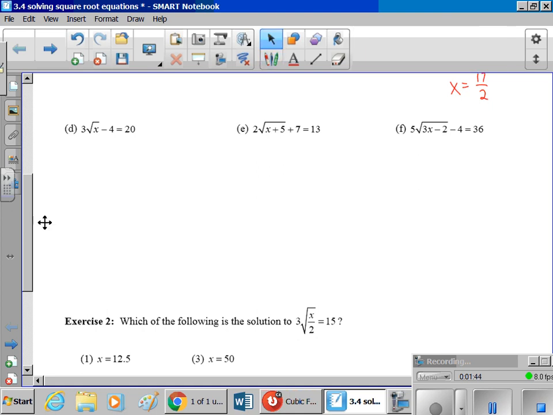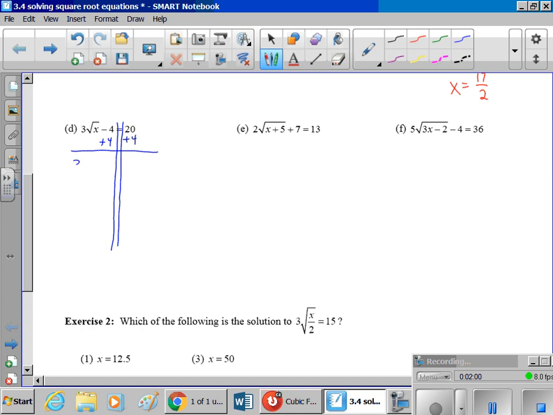writing down. So if we take a look at D, the radical is not isolated. So we have a couple of steps to do here first. And if it helps to put those tracks in, feel free. So add 4 to both sides. 3 rad x is equal to 24. Divide both sides by 3, and rad x is equal to 8, and then square both sides. And x is equal to 64.